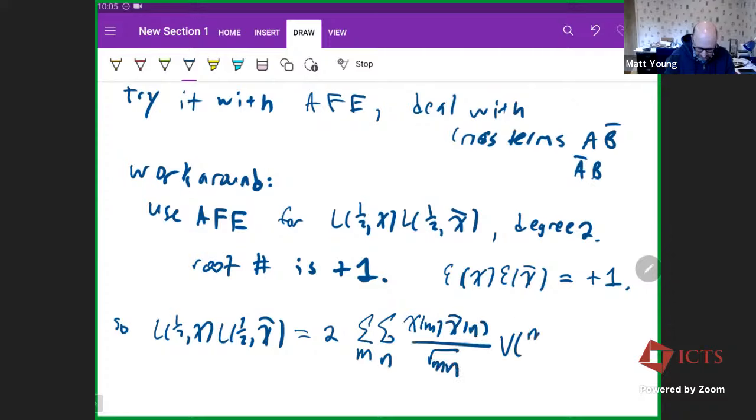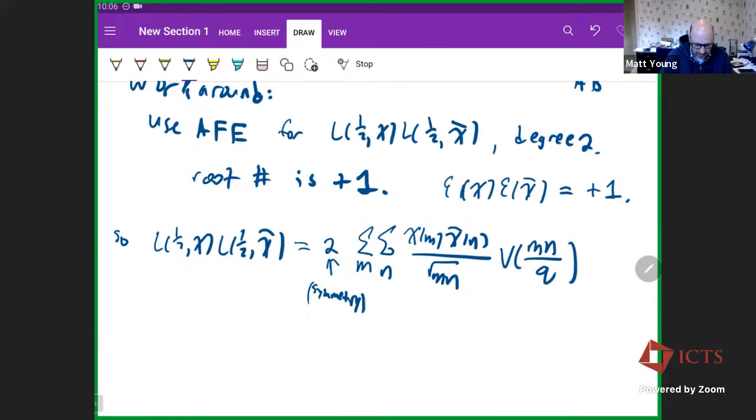And then you'll have some function v. Now the conductor is q squared instead of q. And so the square root of the conductor is q instead of square root of q. So the product mn goes up to q. This 2 in front is from the symmetry, so both terms are the same, so I can just double it up.